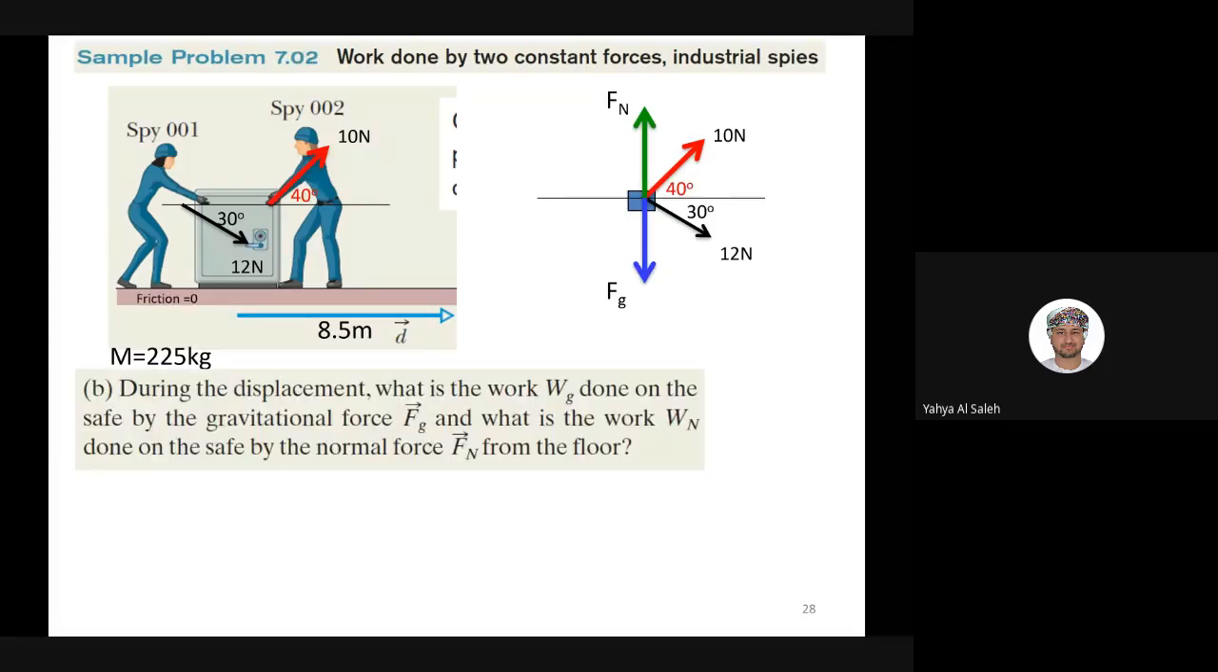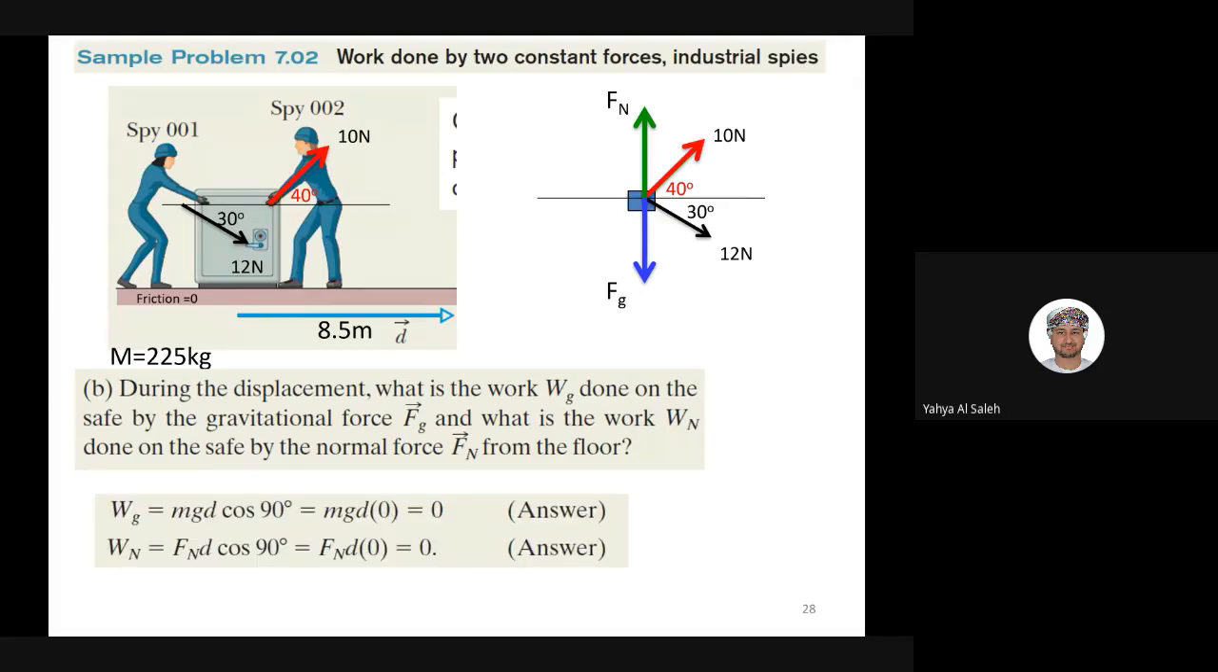During the displacement, what is the work done by the gravitational force and by the normal force? Since they're both at 90 degrees, we can simply write 0 without doing any other work. 90 degrees, 0.